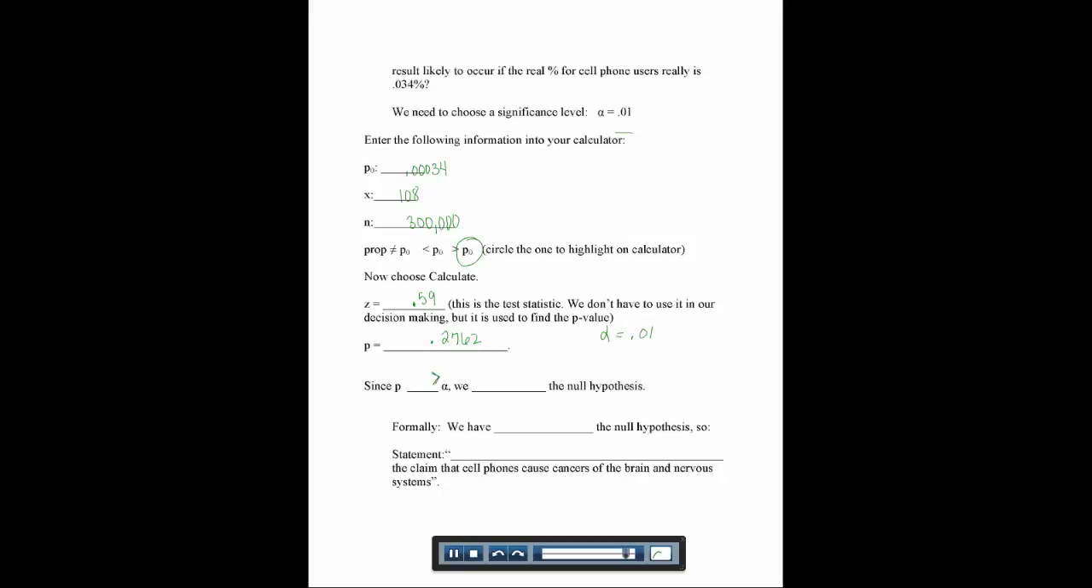So remember our alpha was 0.01, so obviously p here is much bigger than that. So since p is bigger than alpha, we do not reject the null hypothesis. And since we don't reject the null hypothesis, we cannot support our alternate hypothesis. So formally, we have not rejected the null hypothesis. So our statement would be, we do not support, or you could say our evidence does not support, the claim that cell phones cause cancer of the brain and nervous system.